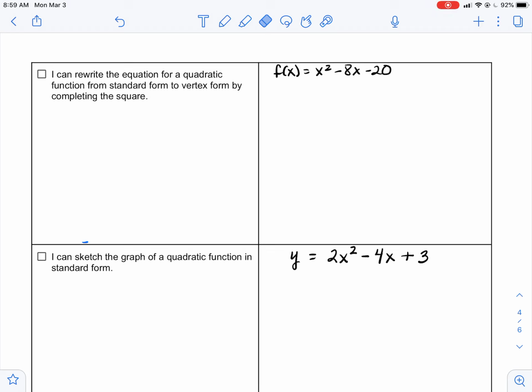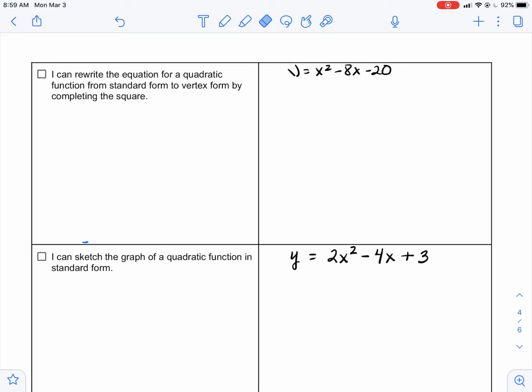The first thing that I want you to do is rewrite the quadratic form to vertex form by completing the square. So you do need to make sure that you can do that. So we're just going to run through the steps here. I gave you f of x on this one, so I'm going to go ahead and use it with f of x, but you're welcome to put a y there and then just change it back at the end.